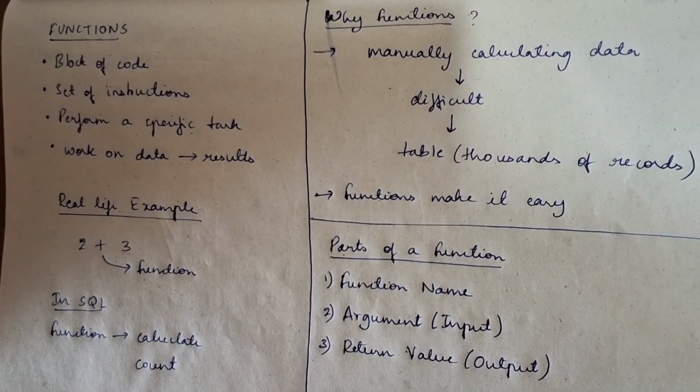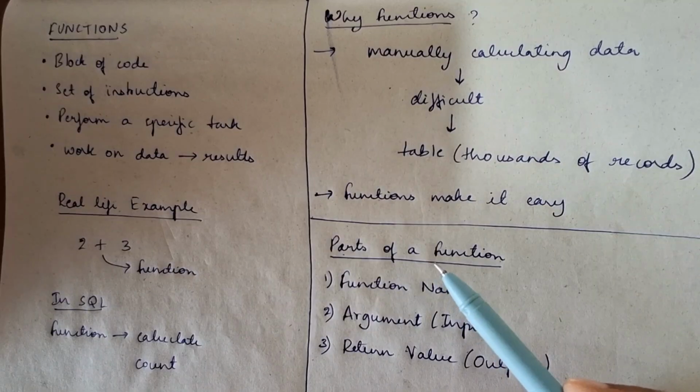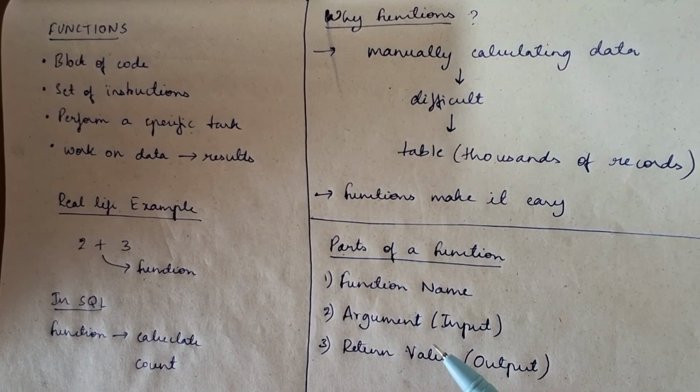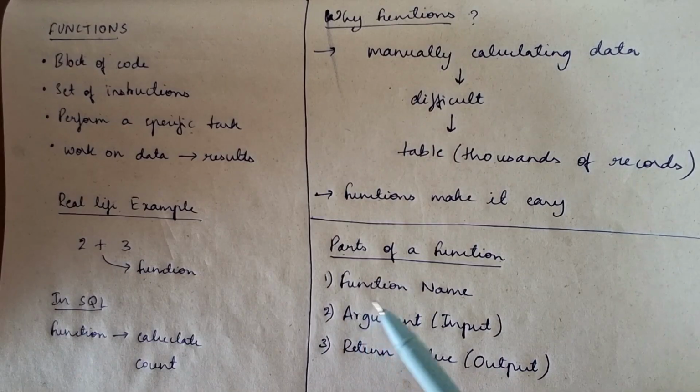Now let us understand the parts of a function. Every function has three parts. Without these three, a function cannot work. That is function name, argument, which is an input, and return value, which is an output for that function. Now let us understand each part one by one.